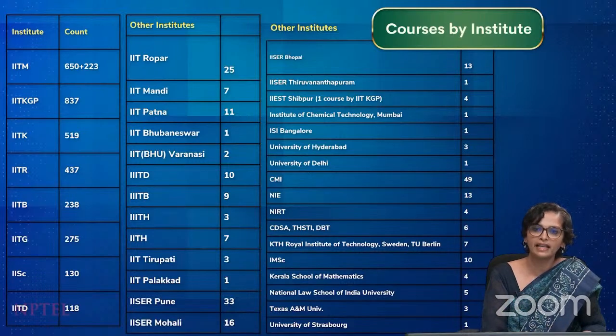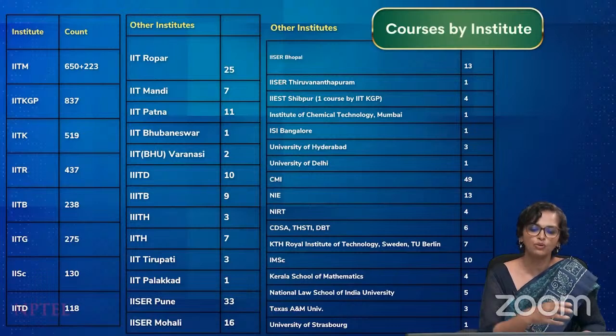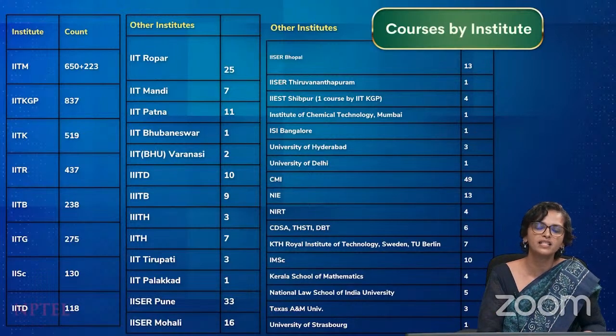Primarily, of course, there are 8 coordinating institutes, the older IITs which started NPTEL in 2003. So, it's IIT Madras, IIT Kanpur, IIT Kharagpur, IIT Roorkee, IIT Bombay, IIT Guwahati, IISc and IIT Delhi. So, we also reach out to other institutes where there are very good faculty in respective areas and we invite them to offer courses.